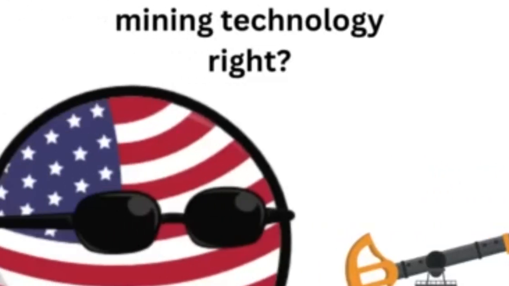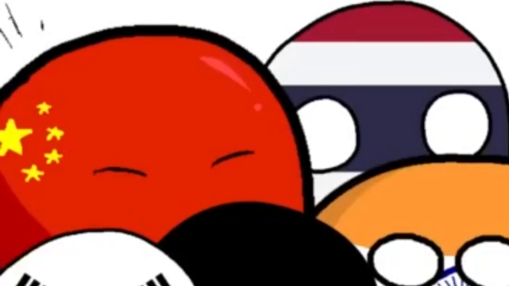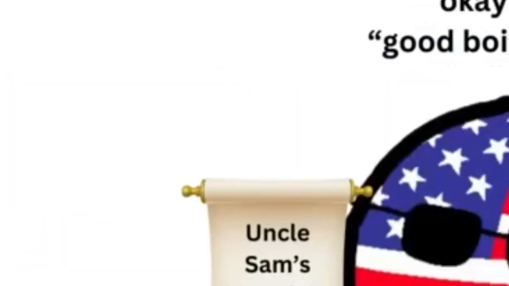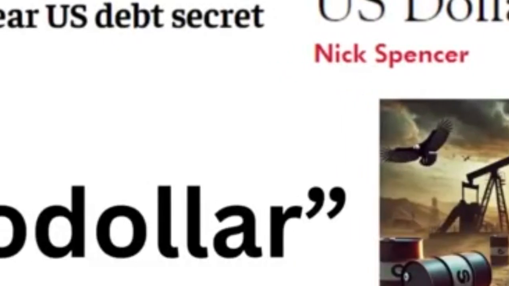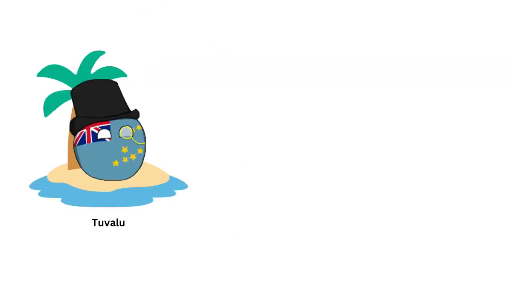For example, when the U.S. convinced countries like Saudi Arabia to sell oil only in U.S. dollars, it made the U.S. dollar highly in demand. Since almost every country needs oil, they have to get U.S. dollars to buy it. This made the U.S. dollar a global currency, strengthening the U.S. economy and making it number one in the world. This is known as the petrodollar. Even though there's a rumor that Saudi Arabia is trying to accept other currencies also. I can make another video about it if you want.